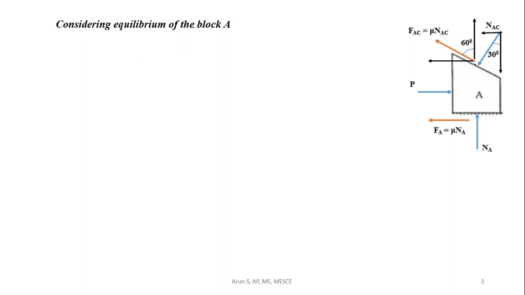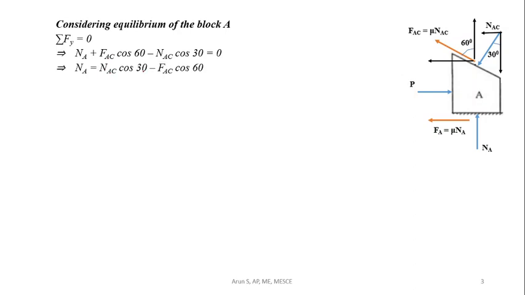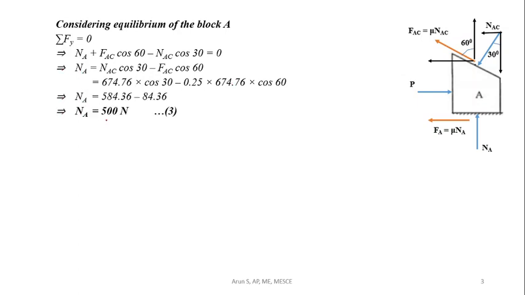Now we'll consider the equilibrium of block A. First, sigma Fy is equal to 0. Y directional forces: FAC the vertical component, that is FAC into cos 60, then NAC the vertical component, that is NAC into cos 30, and NA. First we will apply NA as positive, FAC the vertical component positive, NAC the vertical component negative. So NA plus FAC cos 60 minus NAC cos 30 will be equal to 0. FAC is mu into NAC, substitute here. Substituting the value of NAC, we'll get NA to be 500 N.